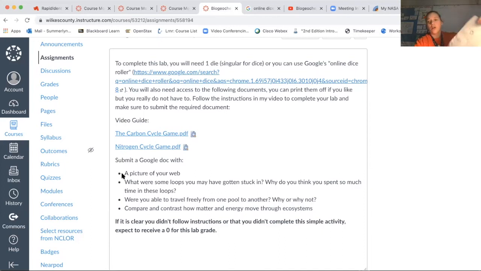Make sure that you're not drawing arrows on top of arrows. So for example, don't do this. If you go from the plant to the plant repeatedly, don't just keep drawing the arrow, just leave it there. Discuss what were some loops that you may have gotten stuck in and why do you think you spent so much time in those loops?